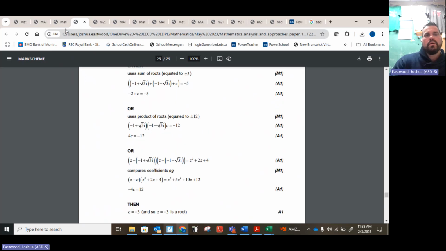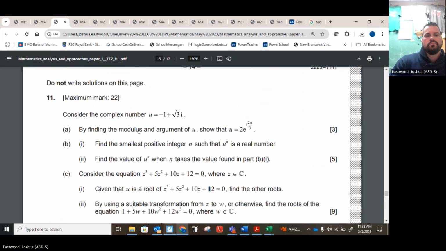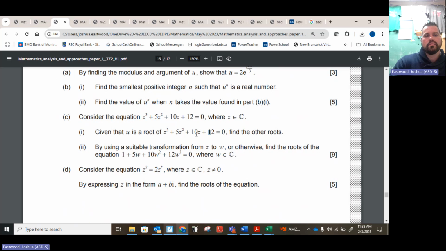Okay. And if you look back up here, it says consider this equation where Z is a complex number. Given that U is a root of this, find the other roots. It doesn't necessarily imply that there's one real root and two complex roots, but because complex roots come in conjugate pairs, there's two complex roots. Then that third one has to be real because otherwise we would have a fourth one. In other words, it doesn't have a conjugate pair.